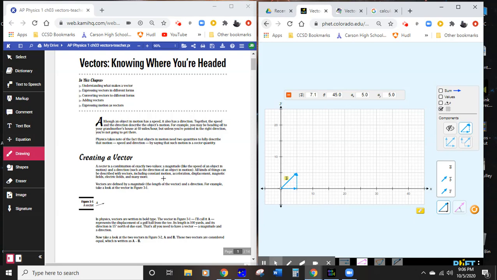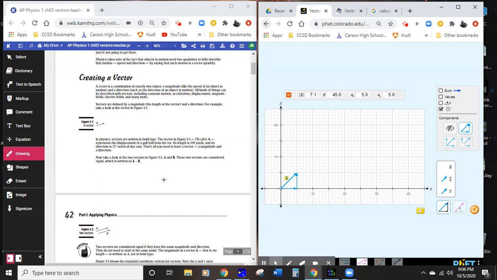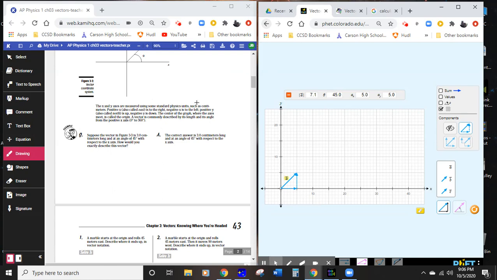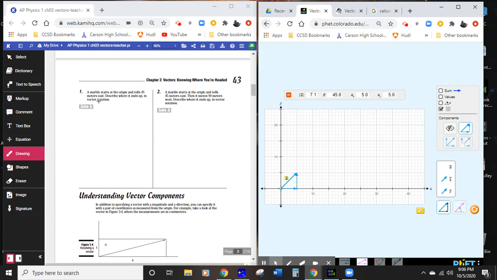And let's take a quick look over here and see what we got going on here. Okay. Again, this is some things that we just talked about over here. And let's take a look at this example right here. It says a marble starts at the origin and rolls 45 meters east. Describe where it ends up in vector notation.